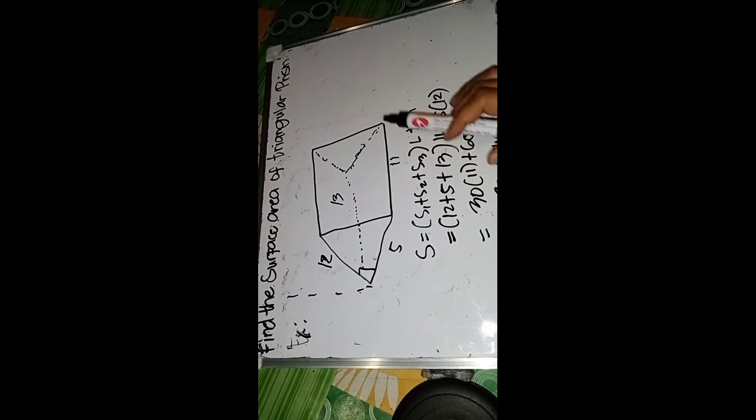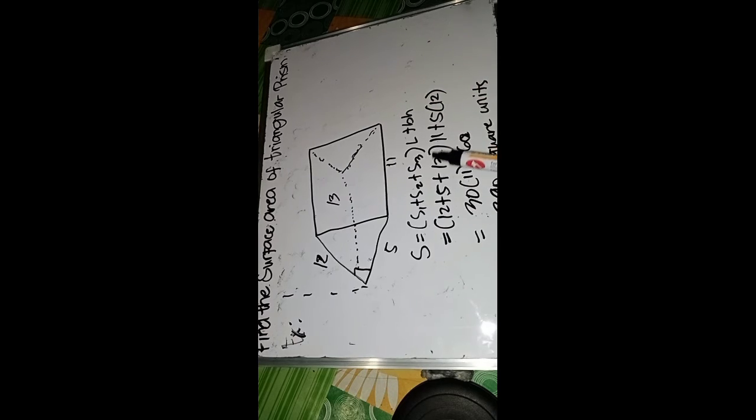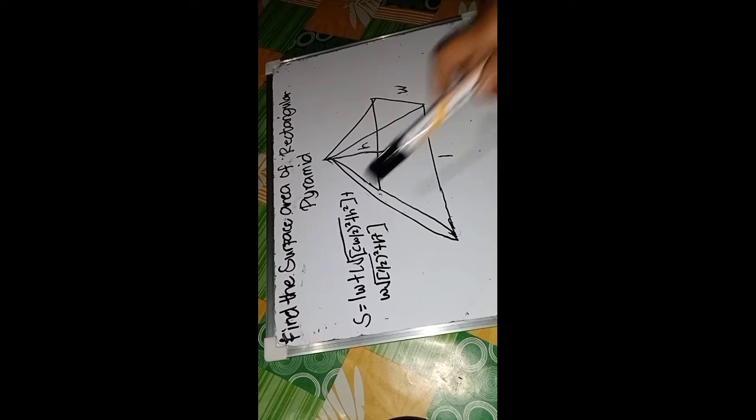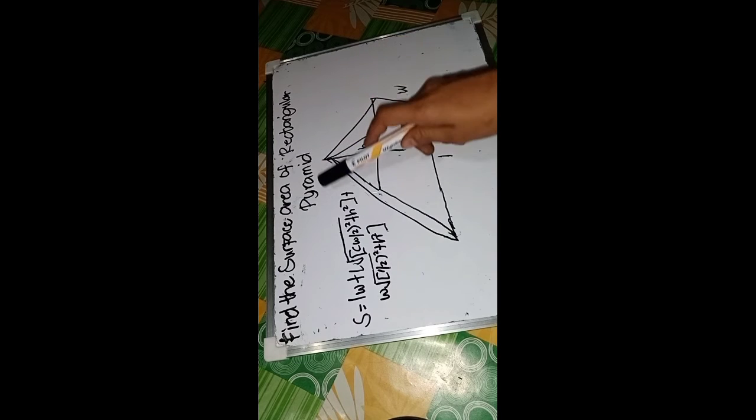Now, just like for example, this is the formula. Our E sub 1 is 12, plus E sub 2, that is 5, and E sub 3, that is 13. Our length is 11, plus our base, that is 5, multiplied by the height, 12. So 12 plus 5 plus 13 is 30, then times 11. 5 times 12 is 60. So 30 times 11 plus 60.